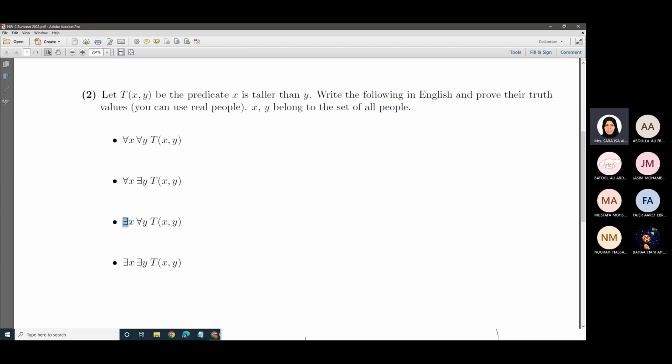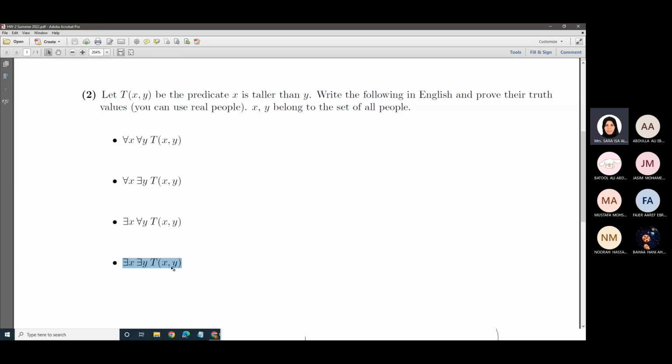The third one says someone is taller than everyone. Now I'm answering the homework. Okay, so can you find someone who is taller than everyone or not? If you can find, just give me who that one is. Does he exist? If he exists, this is true. If he does not exist, then it's not. For there exists, you have to give me specific values.